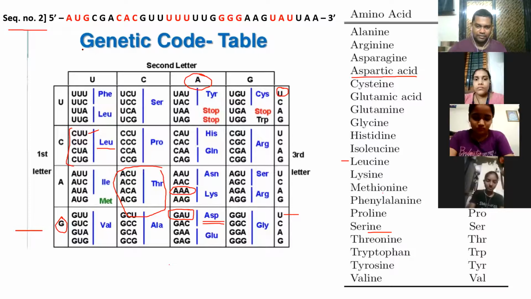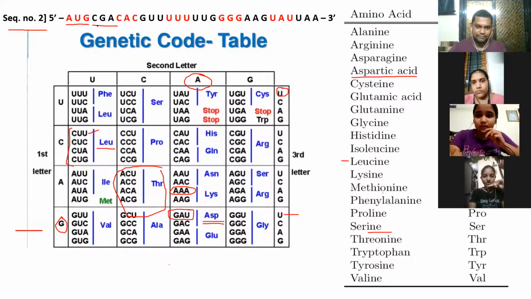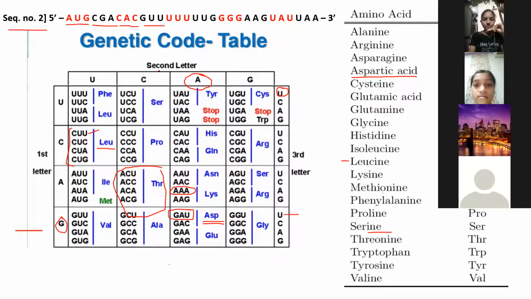Abhirami, tell me what is the first amino acid? Methionine. Very good. Diwali, next one. Arginine. It is CGA. That's right. Then what about Harsha? Next one. Histidine. Very good. Sundar, GUU. Valine. Correct. Ishika, UUU. What is it?